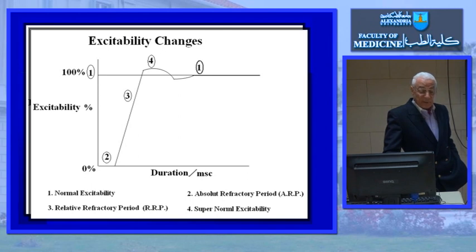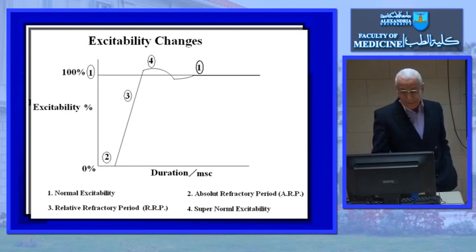And then the membrane starts to regain its excitability in a phase known as the relative refractory period, phase 3. Some channels start to open and are ready to respond to new impulses. But during this phase, to get a response, the stimulus must be very strong and the response will be a subnormal response. Then finally, we reach sometimes supernormal and subnormal excitability before getting back to the normal phase of excitability, again phase 1.